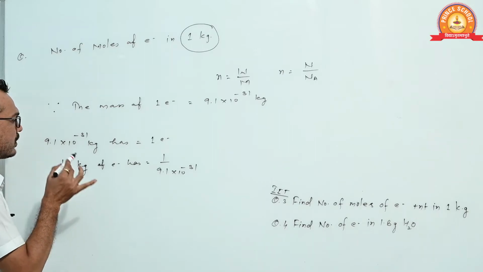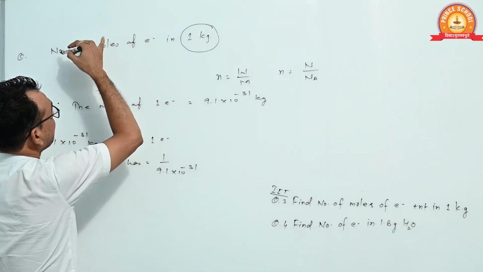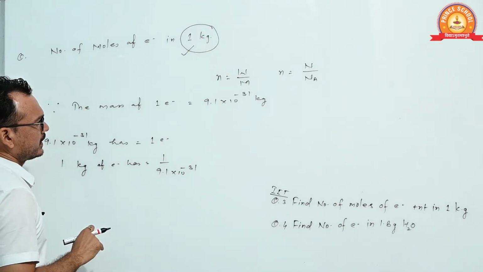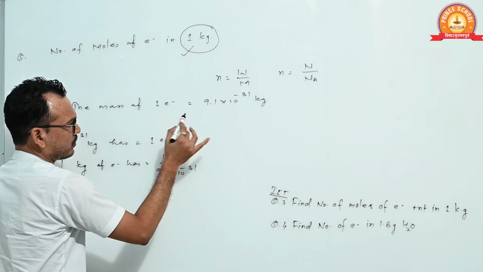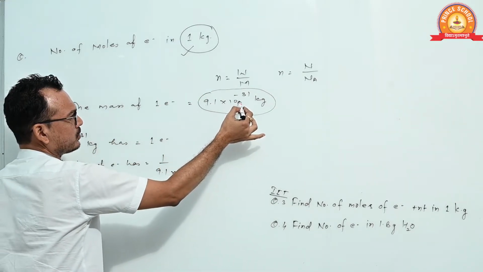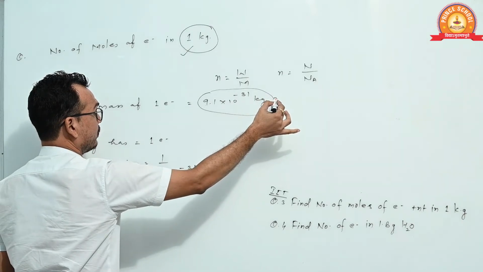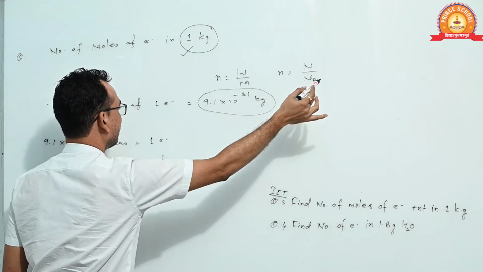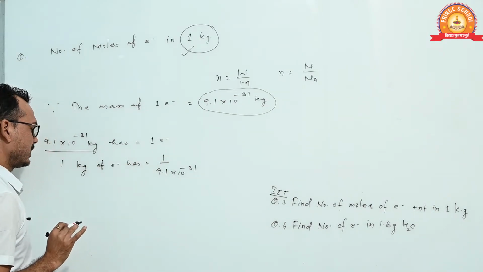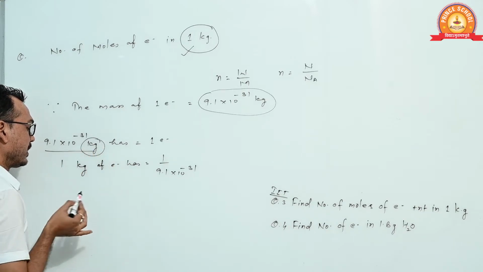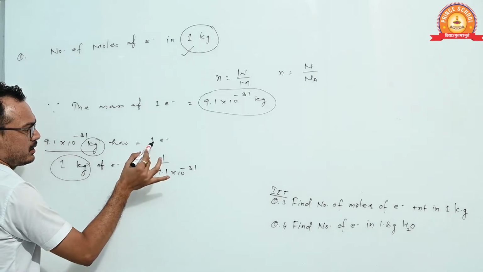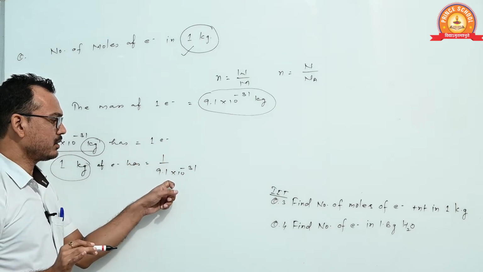It means in our question the number of moles in 1 kilogram. 1 kilogram is the total mass, and we know that the mass of 1 electron is this. Clear? If this much mass is there, there should be 1 electron, and this is in 1 kilogram. Then what is the number of electrons in 1 kilogram? It means 1 is divided by this value.